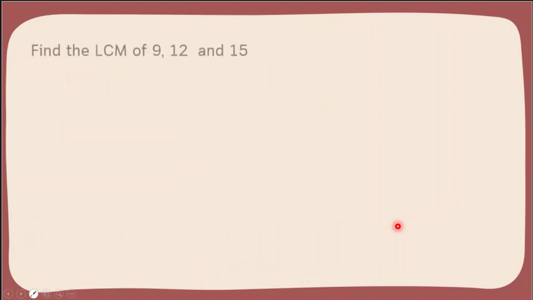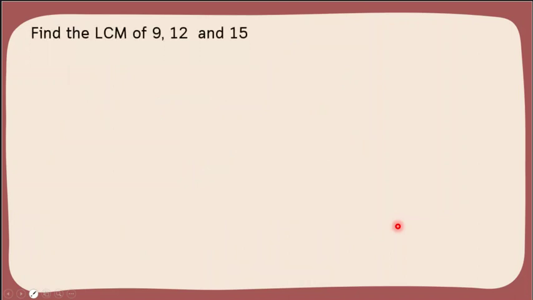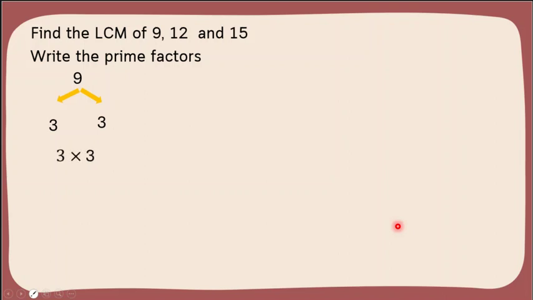Let's see, how about using the same method we've learned to find the LCM for 9, 12, and 15. Pause the video, give it a try, and then let's see. Okay, so the first thing is to write the prime factors. When you take 9, it is 3 and then 3. That's it. They are both prime numbers. So we've done the prime factorization for that. 3 times 3 or 3 squared. Great. When you take 12, 2 and then 6, then 6 is 2 and then 3.